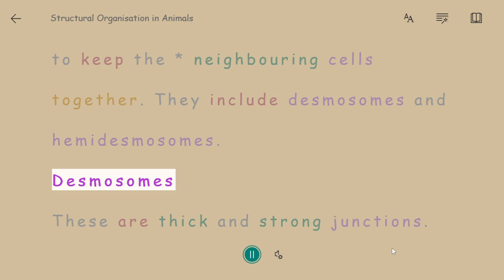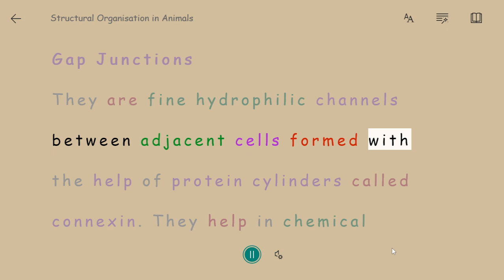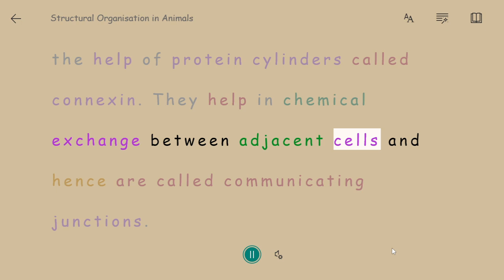Desmosomes. These are thick and strong junctions. They serve anchoring functions. Gap junctions. They are fine hydrophilic channels between adjacent cells formed with the help of protein cylinders called connexin. They help in chemical exchange between adjacent cells and hence are called communicating junctions.